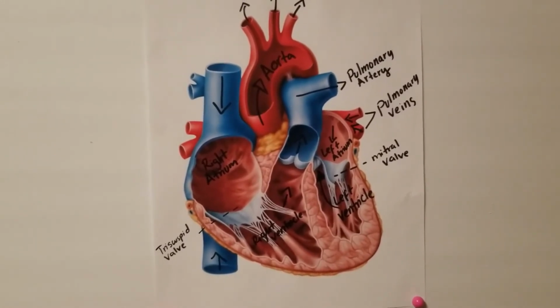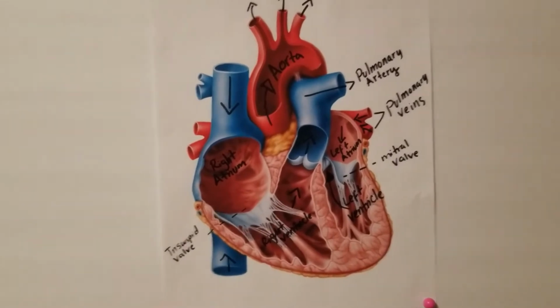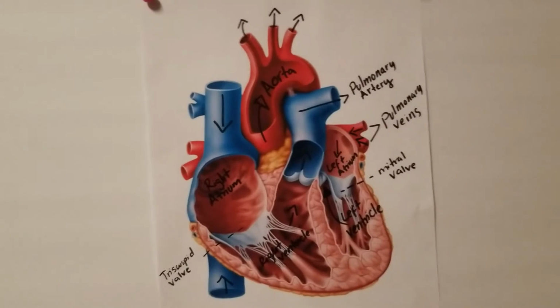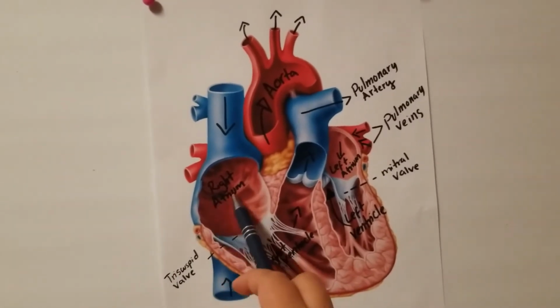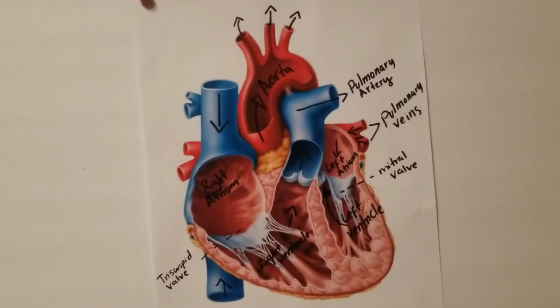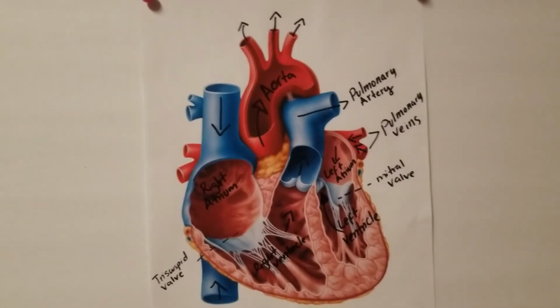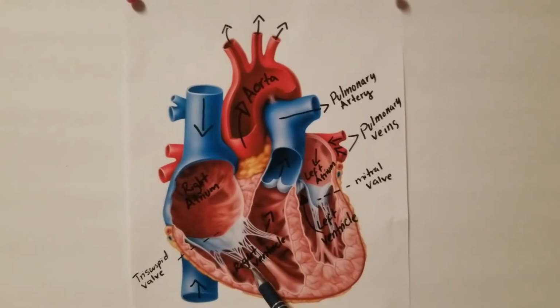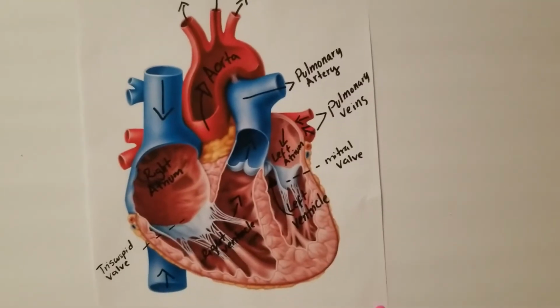So blood enters the right atrium from the superior vena cava. It can either enter from the superior vena cava or the inferior vena cava into the right atrium. Then blood in the right atrium follows through the right AV valve, right into the right ventricle.